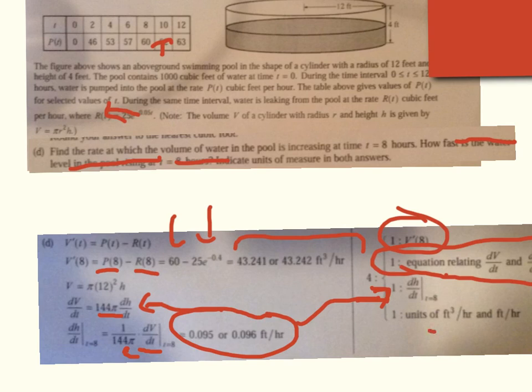And then the units of cubic feet per hour and feet per hour, and it's both. You're going to need the feet per hour right there because that's the height of the water level. And you need your units for the first answer, cubic feet per hour, to get your 9th point.